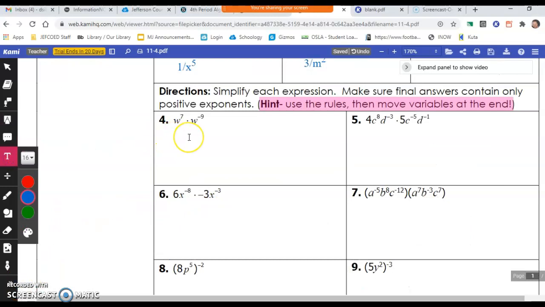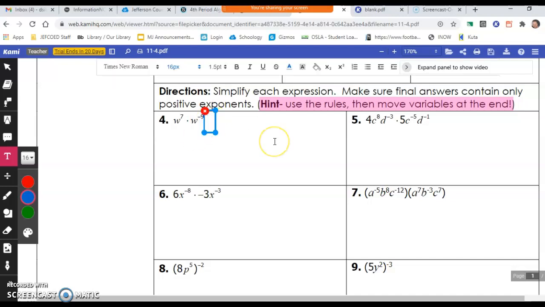All right, so looking here at number 4, guys, we have w to the 7th times w to the negative 9th. What rule do we have right here that we're looking at? What rule is it giving us? Product rule, because we're showing multiplication. So if we were to simplify this, originally it would be w, you have 7 plus that negative 9. What would that exponent be? To the negative 2.